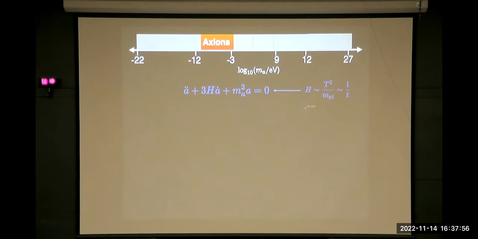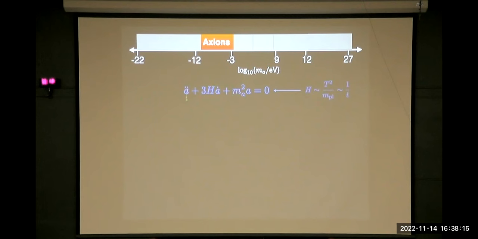So this Hubble parameter is proportional to 1 over time. So as time goes on, this gets smaller, and proportional to temperature squared. So at very high temperatures, Hubble is bigger. Let's imagine we're at very high temperatures or early times. This term, the Hubble term, will dominate over this mass term.